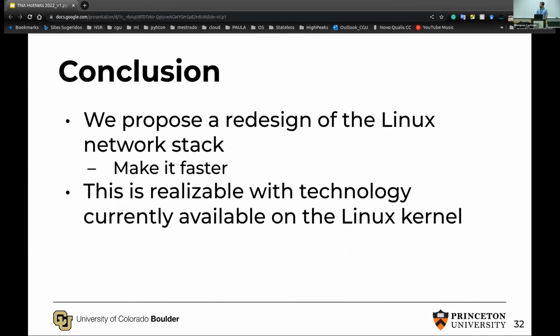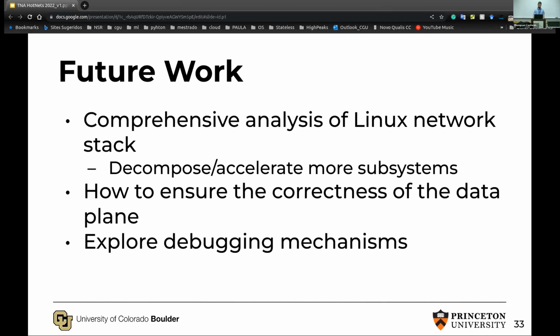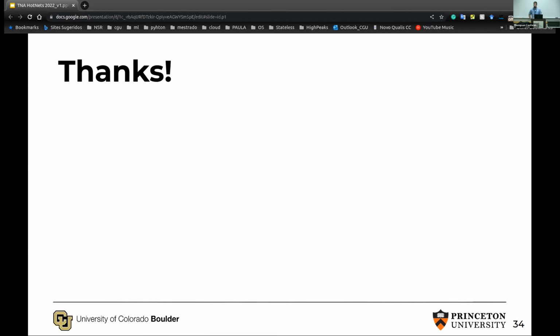So with this, I start concluding my talk. We propose a redesign of the Linux network stack in order to make it faster, and we show that this is realizable with technology that's currently available in the Linux kernel. As future work, we need to do a more comprehensive analysis of the Linux network stack so that we can decompose and accelerate more of its subsystems. We also need to figure out how to ensure the correctness of the generated data plane, and explore debugging mechanisms considering this new architecture. Thank you.